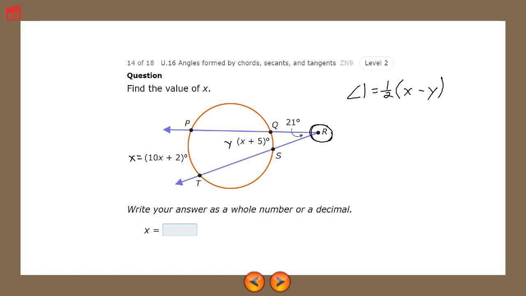And we can make our substitutions. 21, which is angle 1, is equal to half of 10x plus 2 minus, and notice I'm putting this in parentheses, it's going to be important that you place this in parentheses, x plus 5.